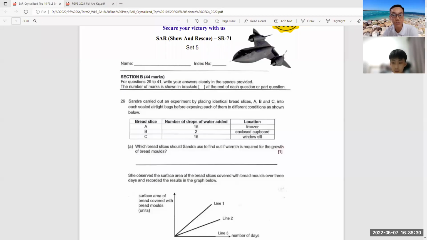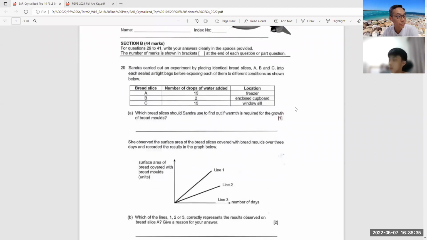Okay, let us examine these questions, which is being showcased here. Which bread slices should Sandra use to find out if warm is required for the growth of bread mold? Definitely you must choose one with warm and one without warm. So the answer is very straightforward, right? It should be bread slice A and C.